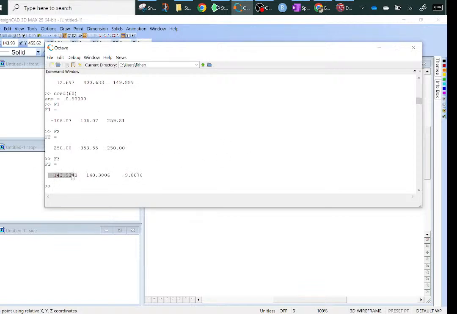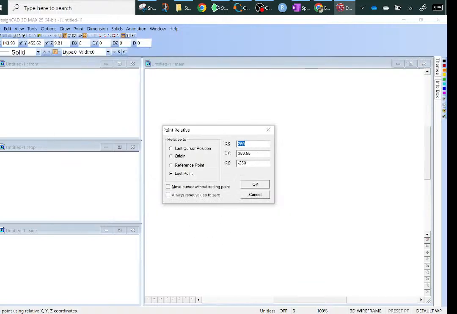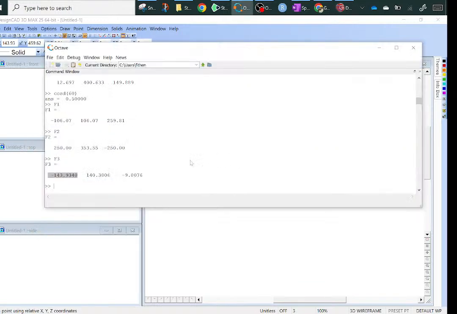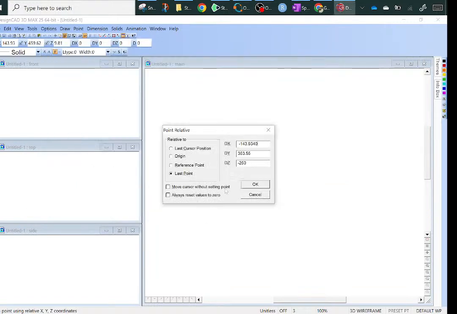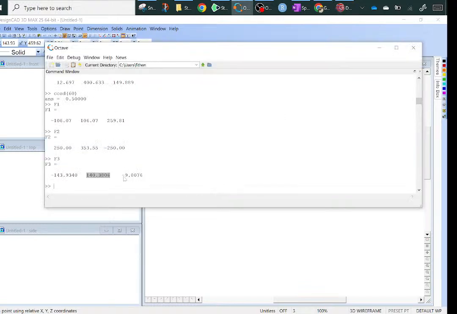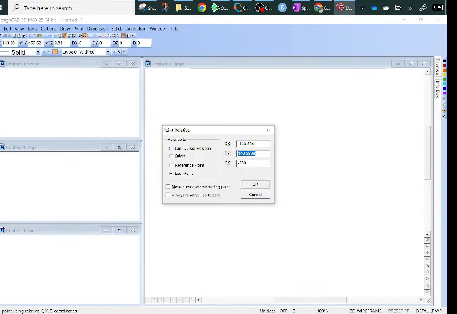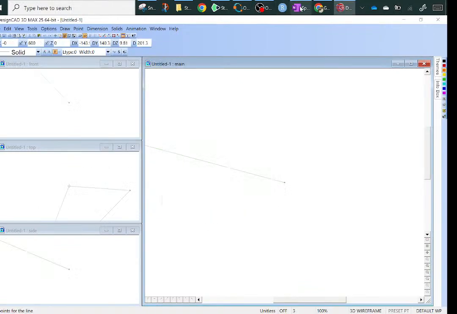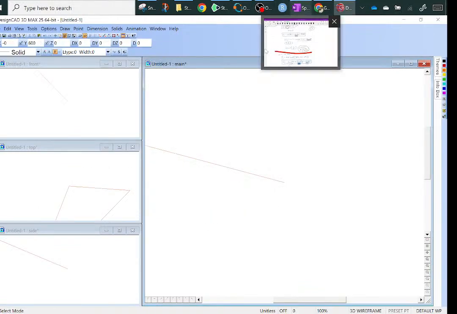So, copy my vector and 140. And then finally 9.8. Okay, there. And so I should be done.